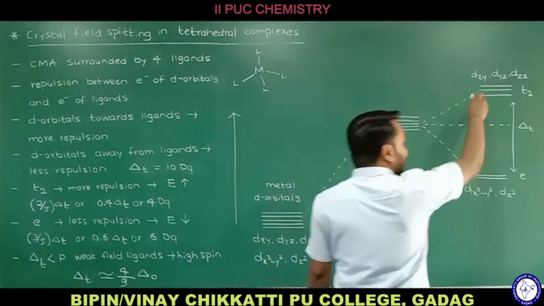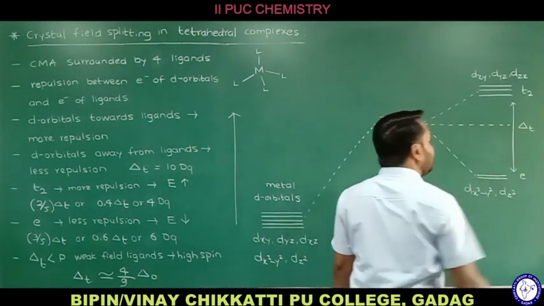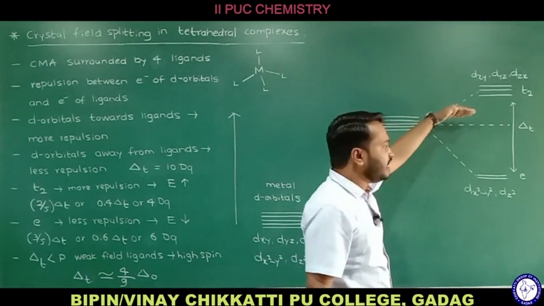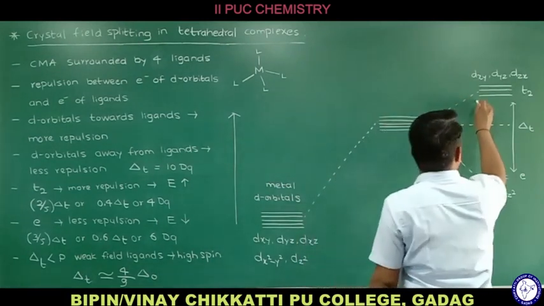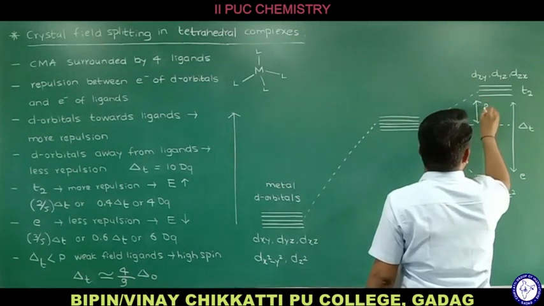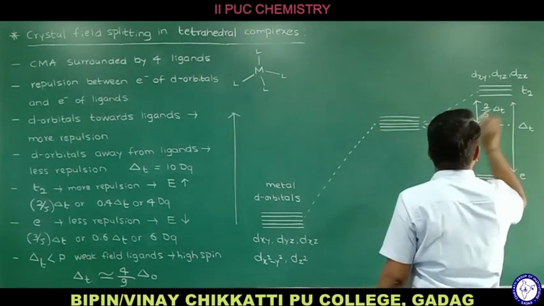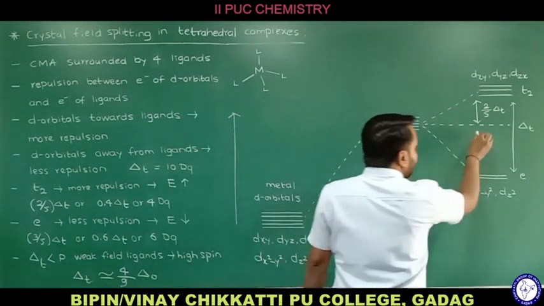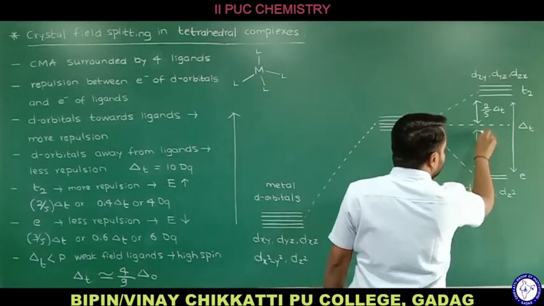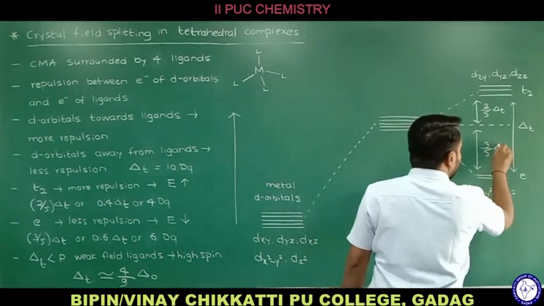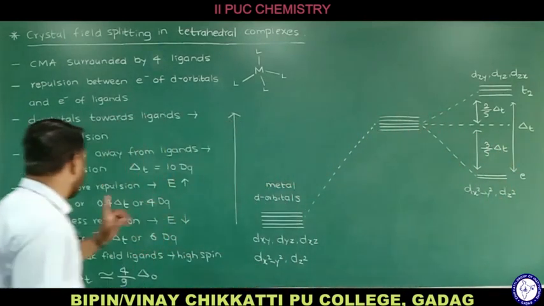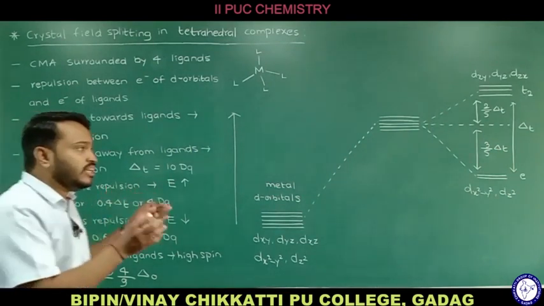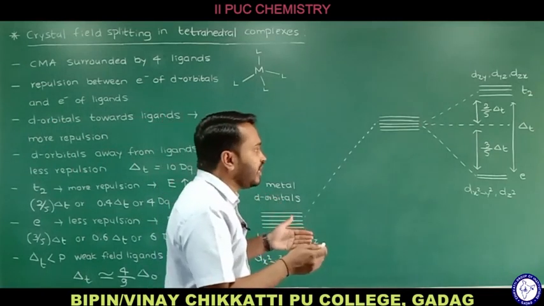Now the energy gap between T2 and E we call delta T, the crystal field splitting in a tetrahedral complex. But by how much has T2 been increased, and what about E? Try to remember that T2 is going to increase by a factor of 2 divided by 5 delta T. Remember that 2 divided by 5 delta T is the increase. Then the decrease in the energy of E will be 3 divided by 5 delta T. So in case of T2 we have 2 by 5 delta T, and in case of E 3 by 5 delta T, and you can draw the diagram with suitable magnitudes.